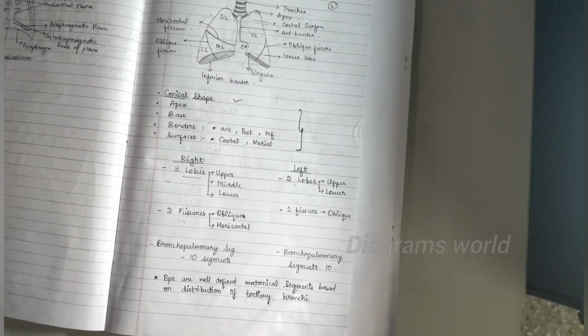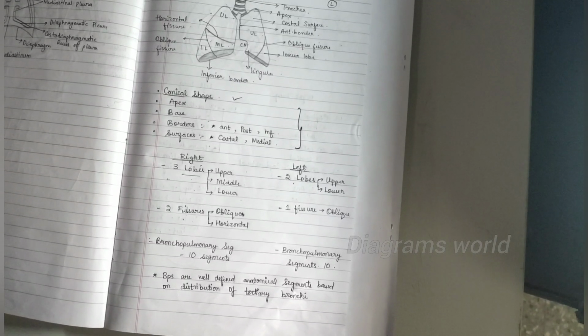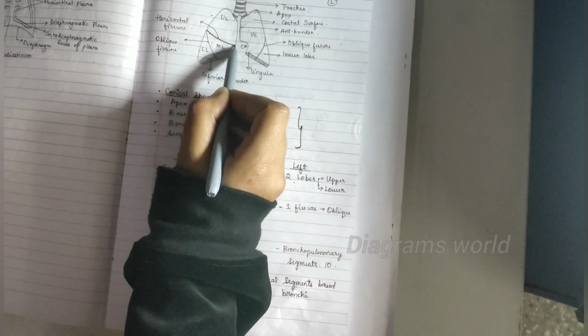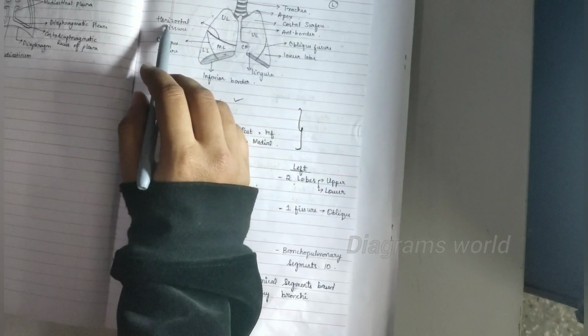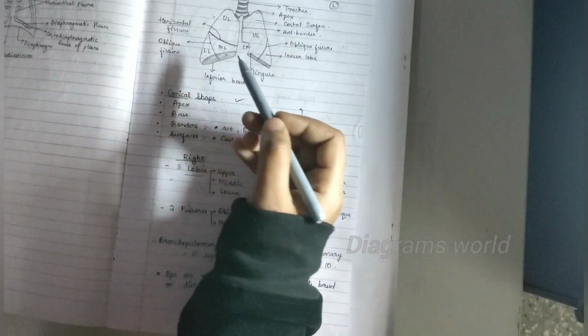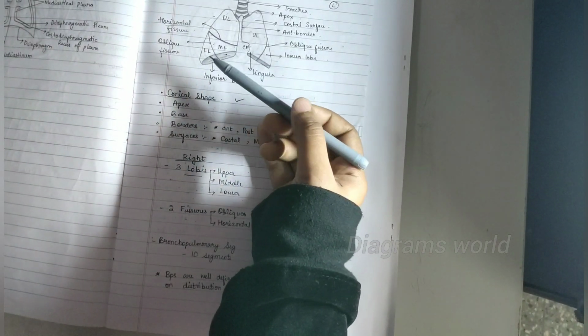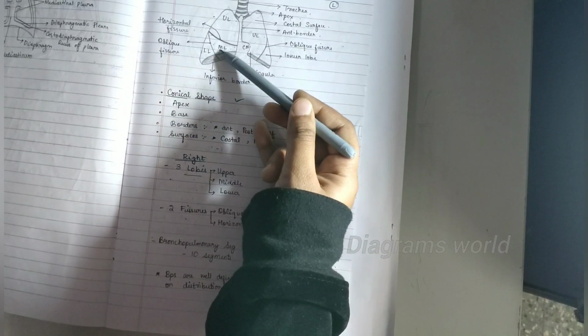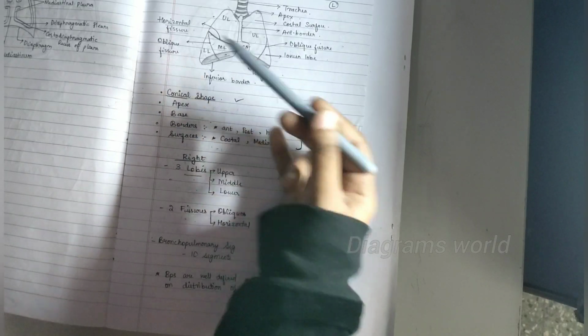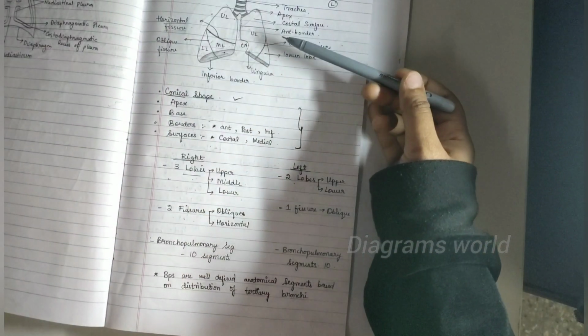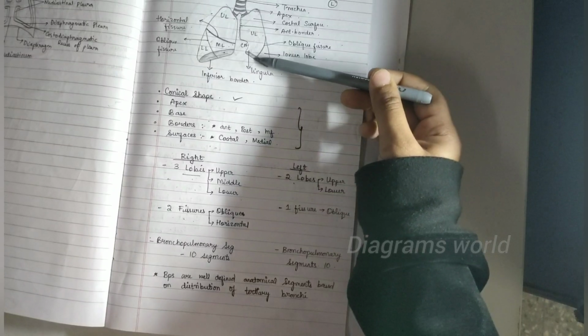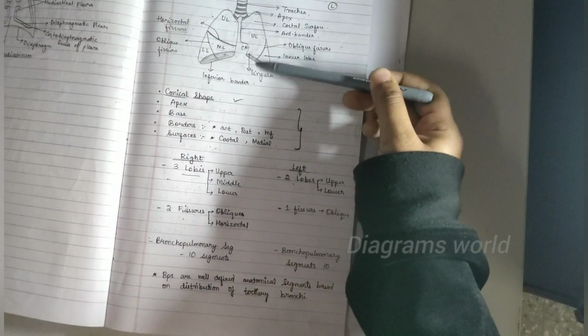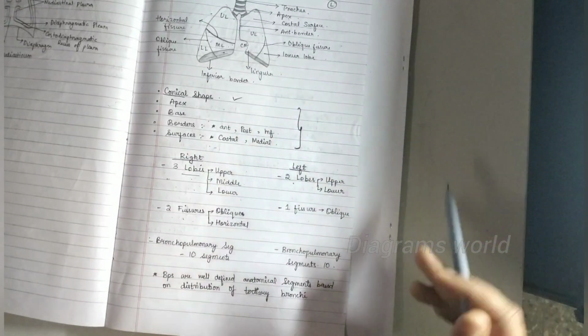The two fissures are oblique and horizontal. The fissure which divides the upper lobe and middle lobe is the horizontal fissure, and the fissure which divides the middle lobe and lower lobe is oblique. And in the left lung we have only two lobes, so we require only one fissure for dividing both the lobes.